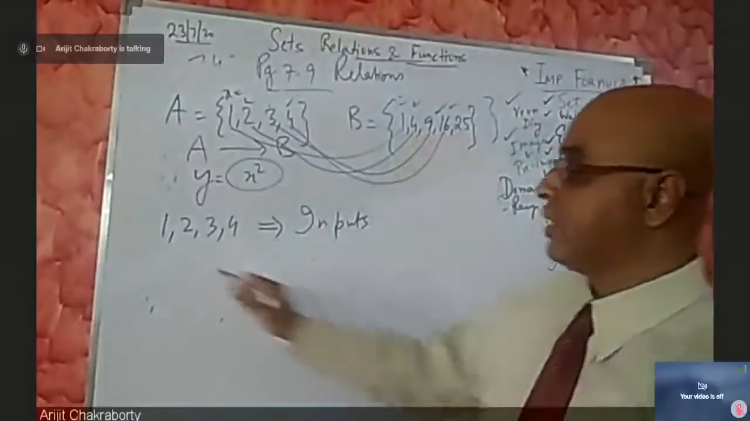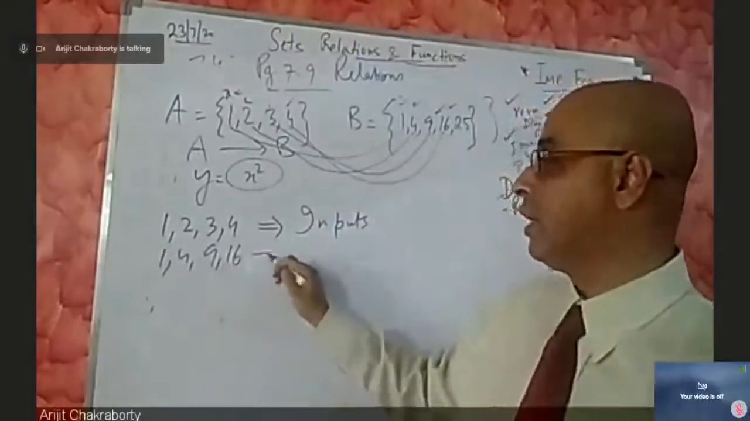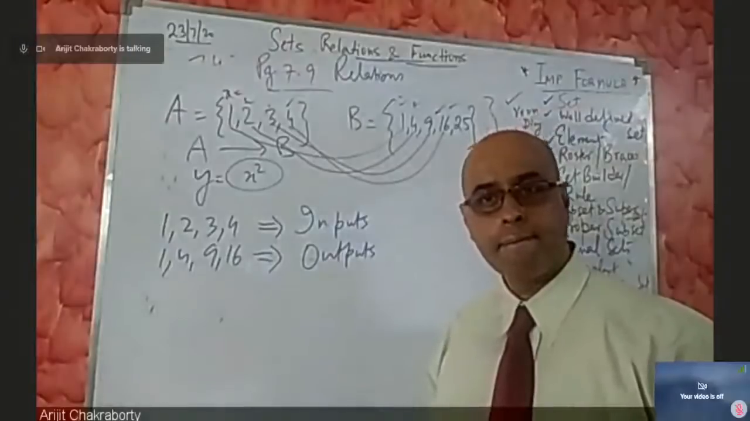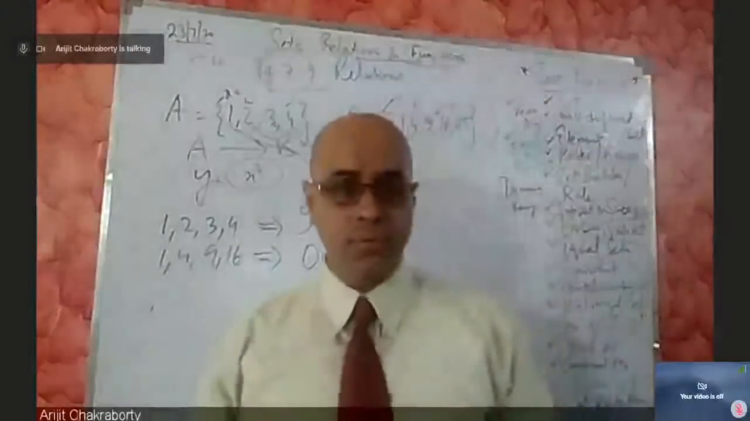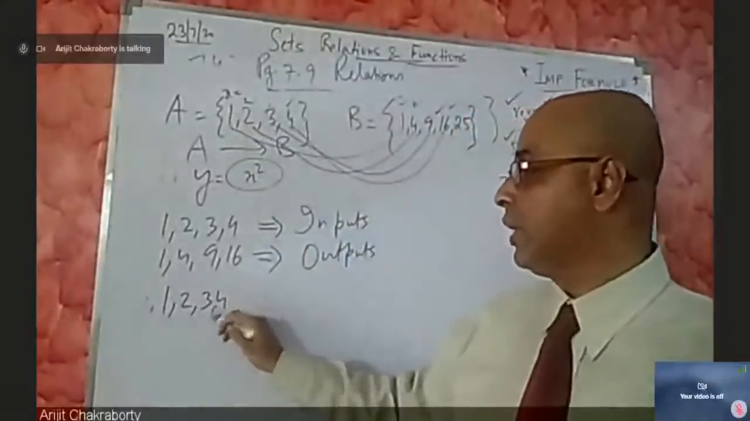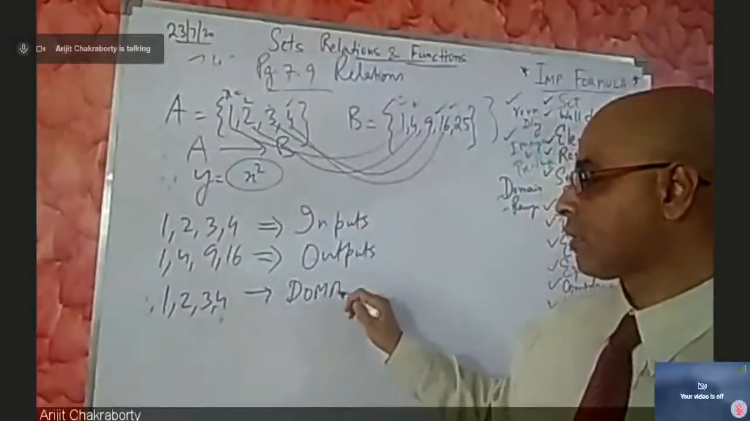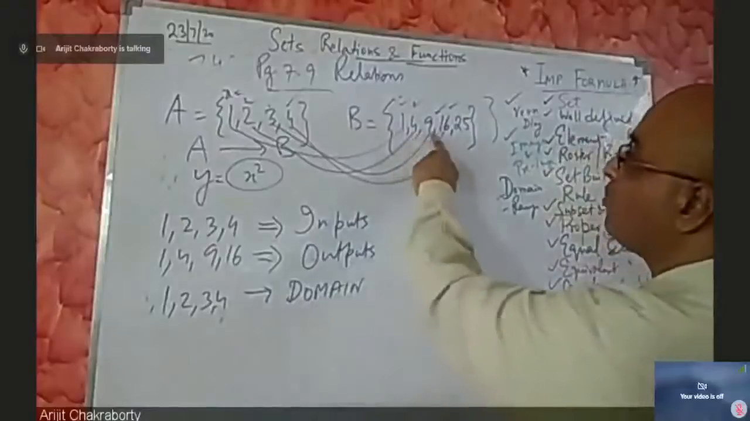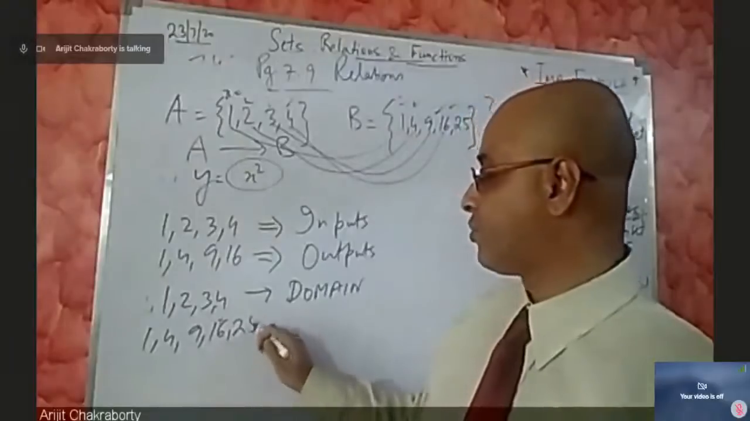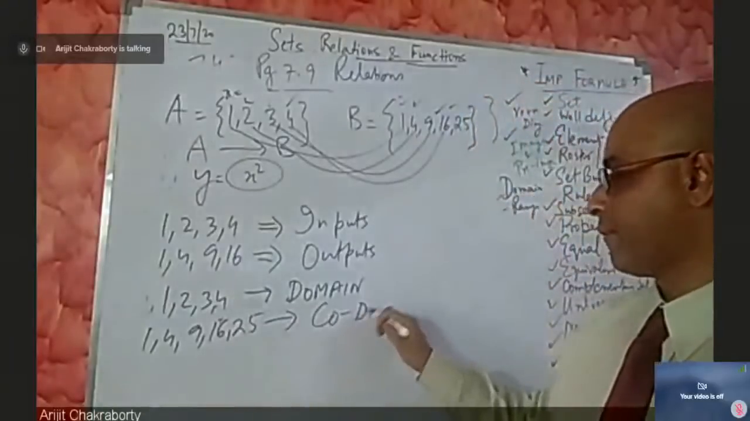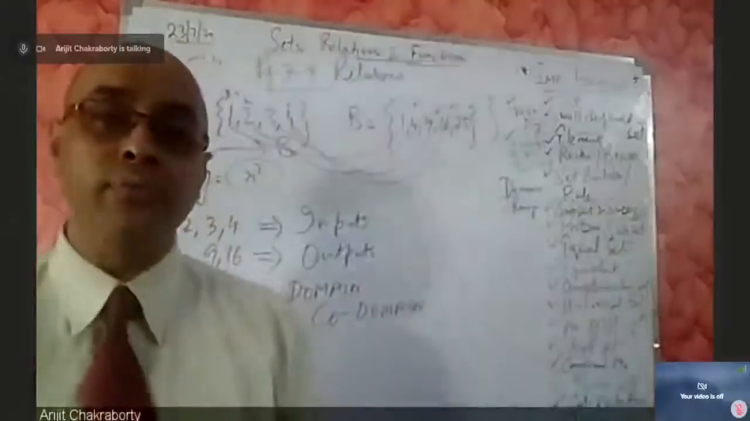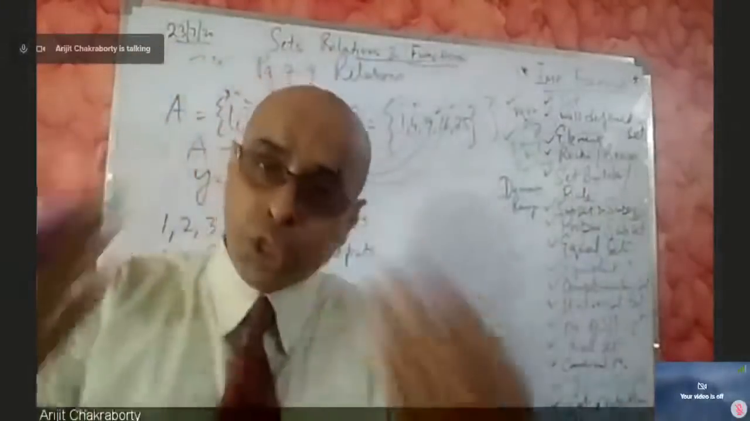1, 4, 9 and 16 are the outputs. I can also say in the language of mathematics that x equals 1, 2, 3, 4. 1, 2, 3, 4 is the domain. 1, 4, 9, 16 and 25 is called the codomain. So 1, 4, 9, 16, 25 are the potential outputs.